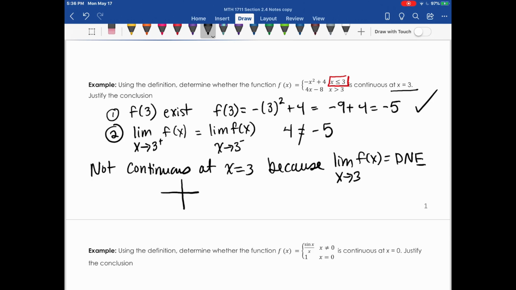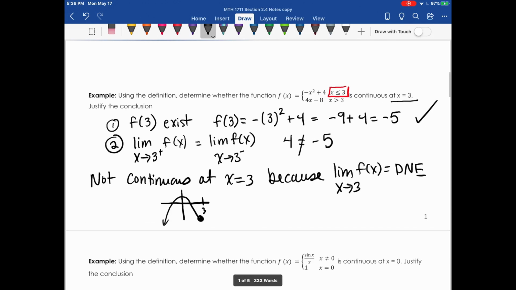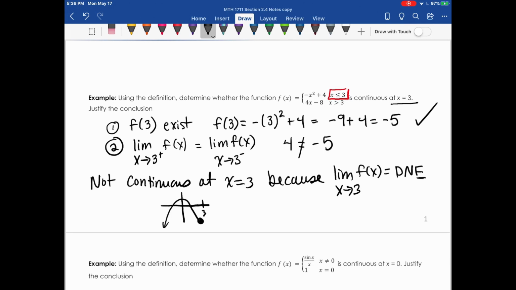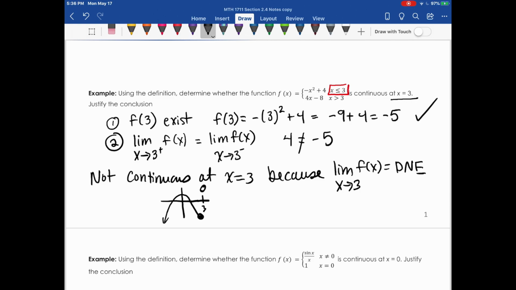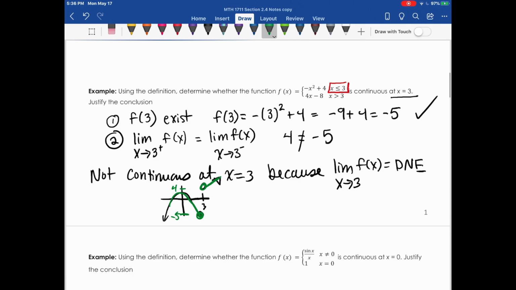And if we take a quick peek at the graph, if you were to graph this, just a quick sketch, it would look something like this, where we have a parabola, and at 3 it stops, and then we have a line, 4x minus 8 when x is greater than 3, that doesn't include 3, so we would have a picture that looks like this. So coming from the left as we approach 3, that's why this is negative 5 down here, and then coming from the right, it would be a different value, which would be 4.